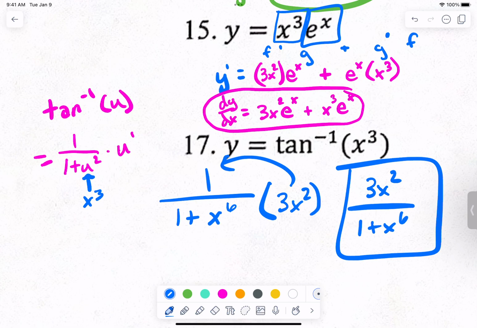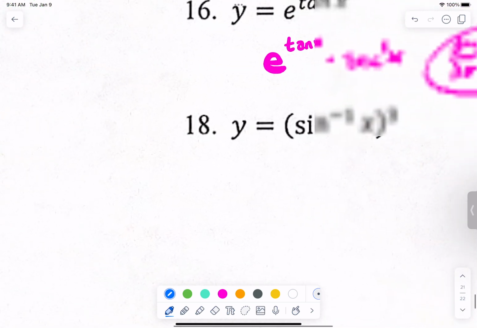It's really satisfying for inverse tangent because the derivative of inverse tangent doesn't have a trig function in it, which is really nice. I like that. How the heck do you do the next one?